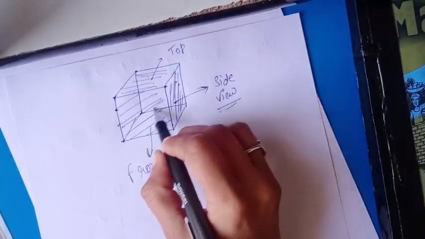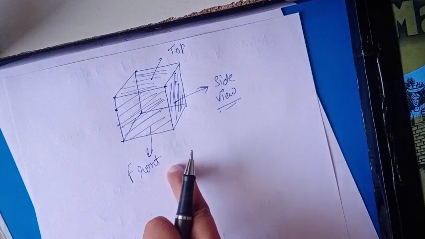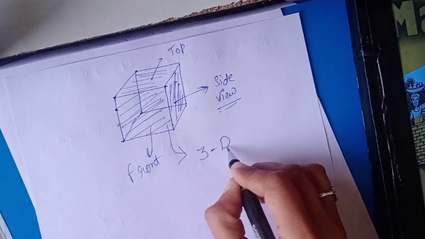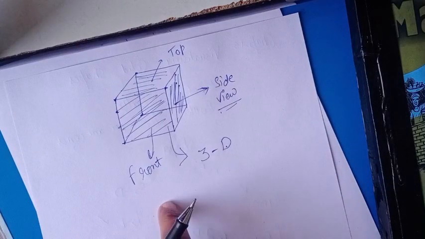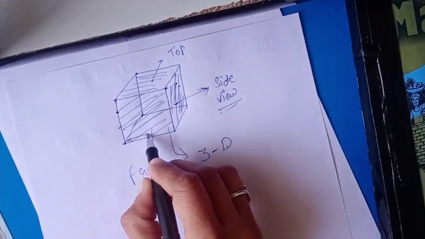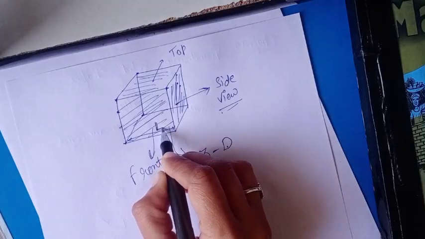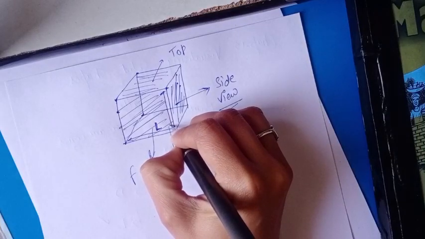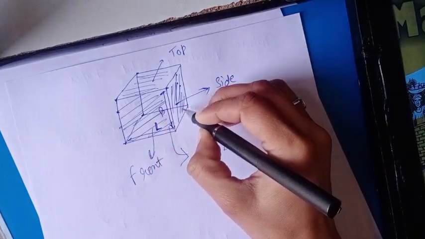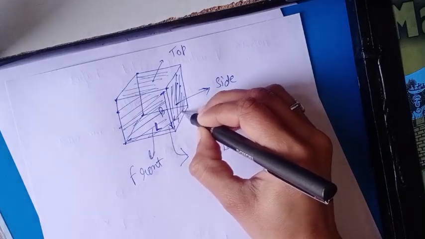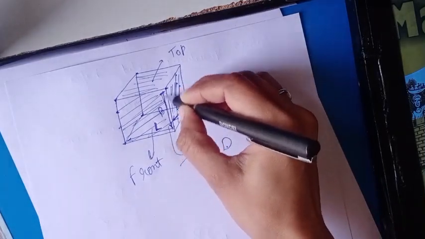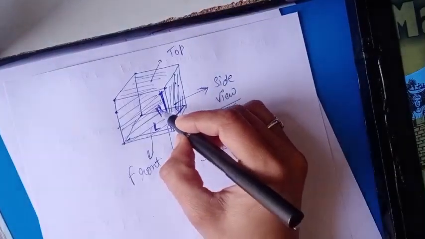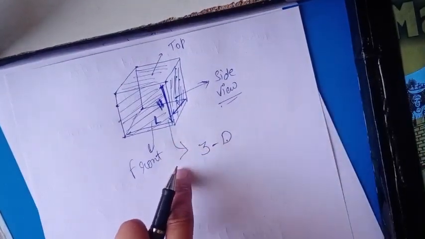Now you tell me, is this figure 3D or 2D? This is 3D. How can we say that this shape is a 3D shape? Because this is the length of the figure, and this is the breadth of the figure, and this is the height, how high this box is. Okay, now this is the figure of a square.